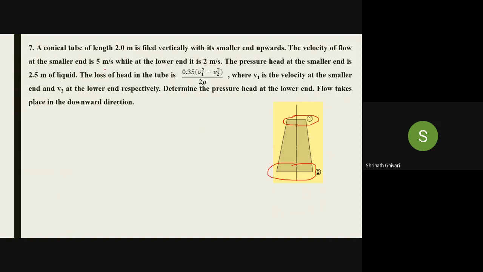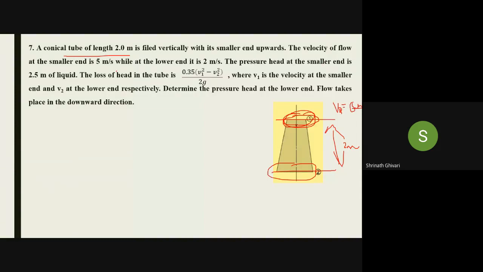The velocity at the smaller end. We have seen here a conical tube of length 2 meters, so this is the length of 2 meter, filled vertically with its smaller end upwards. So the smaller end is at the upper side. The velocity of flow at the smaller end, V1, is 5 meter per second.